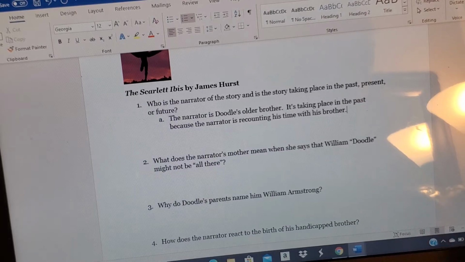So the narrator is Doodle's older brother, and it's taking place in the past because the narrator is recounting his time with his brother.